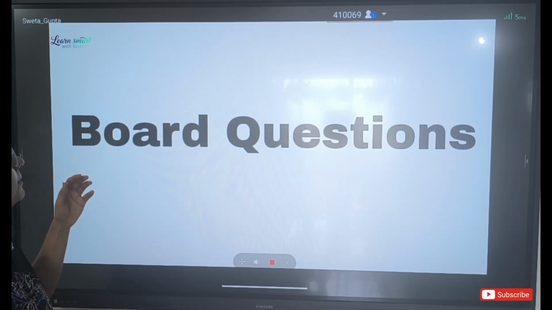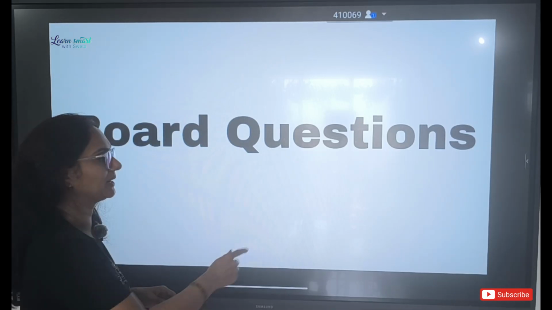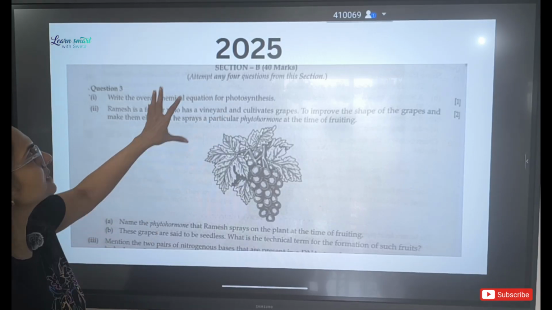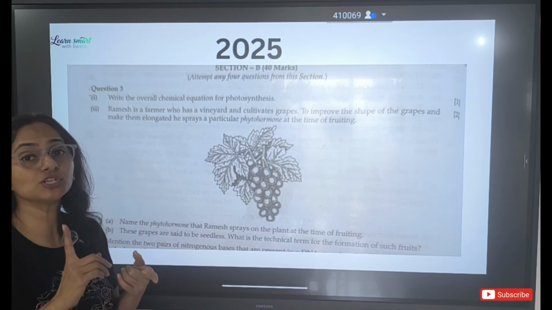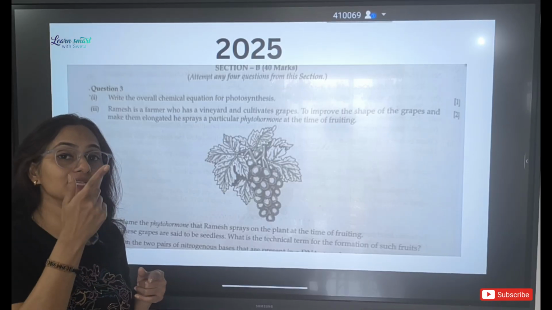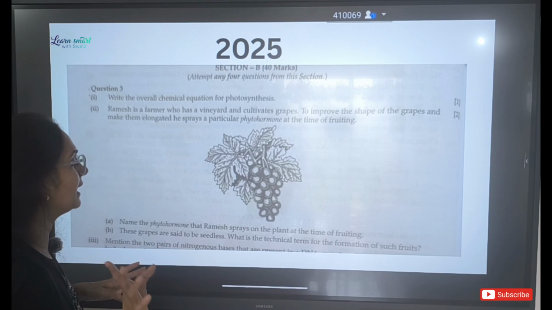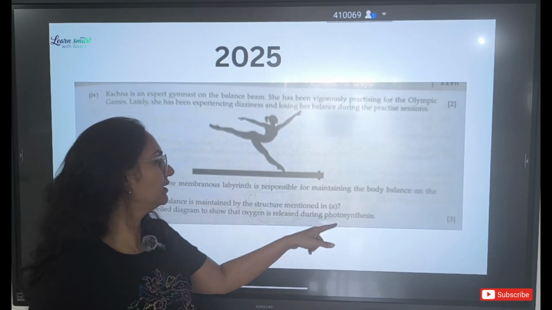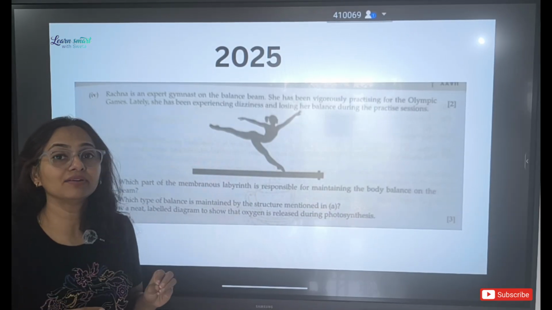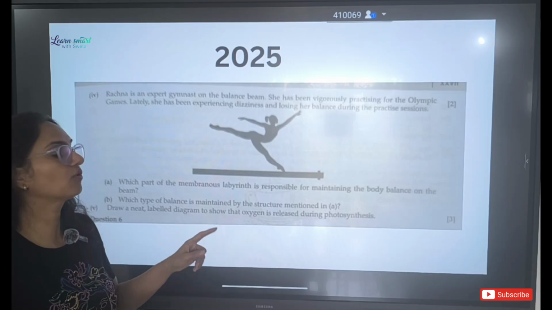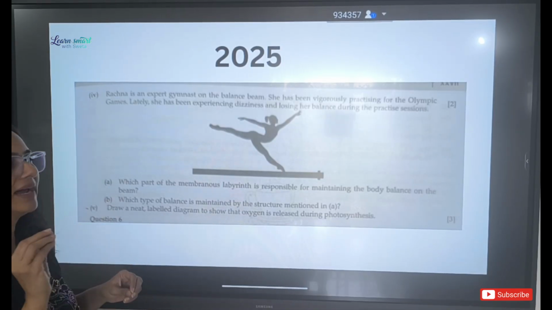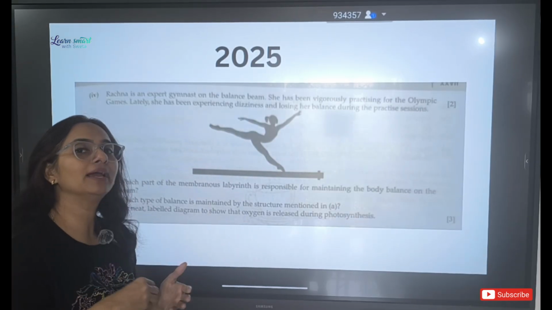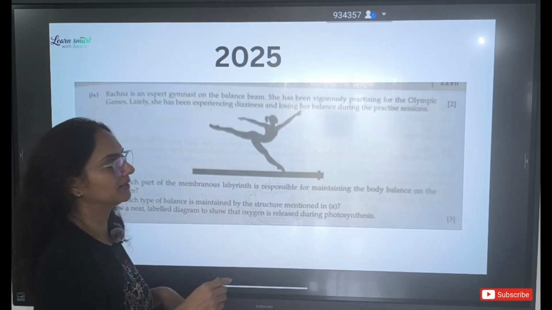Let's look at some board questions that you get from this chapter. Write the overall chemical equation for photosynthesis. This is a 2025 question. Write the equation correctly. Do not forget to write the sunlight and chlorophyll over the arrow. It was a 1 mark question. Draw a neat labelled diagram to show that oxygen is released during photosynthesis. You will do the Hydrilla plant experiment and you will have to draw the diagram of that. You should also write 1 or 2 lines of explanation about the experiment.